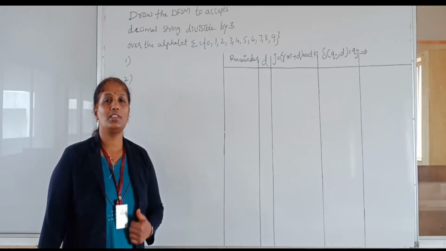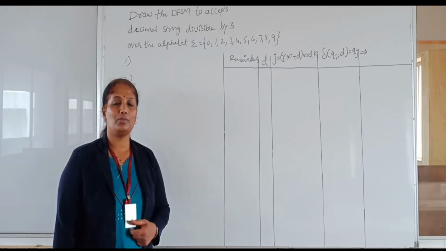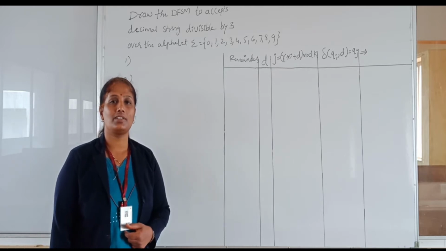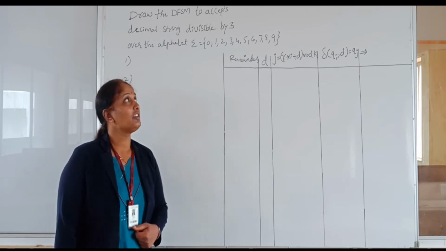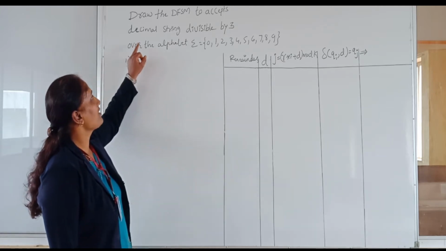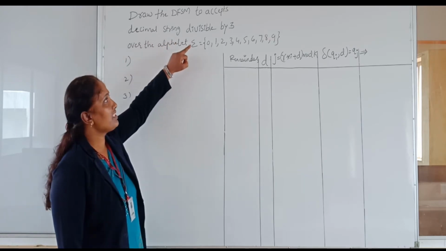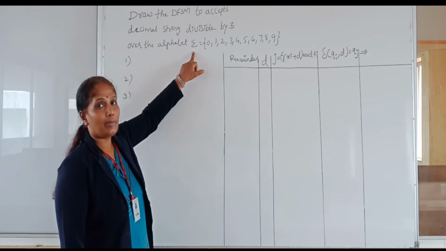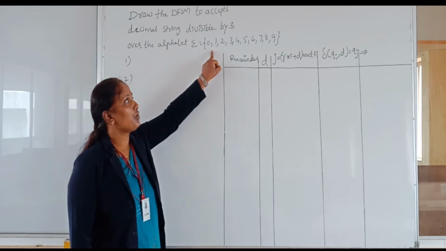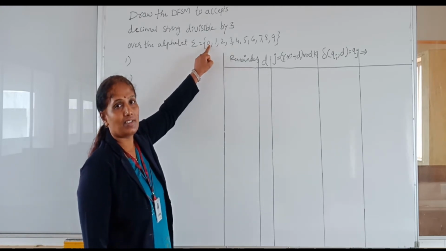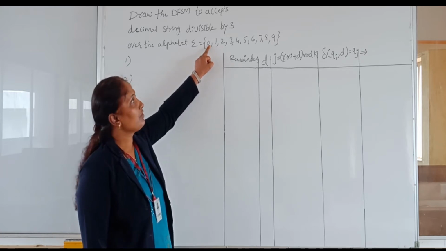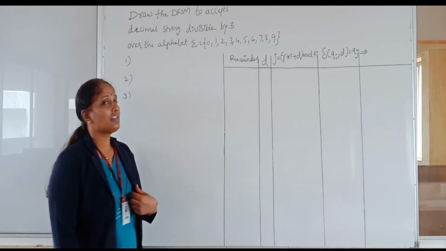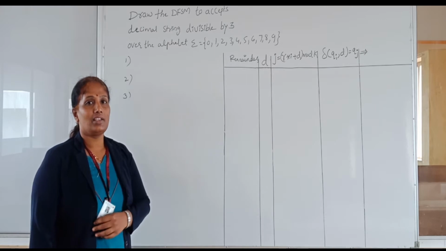Hello students, with reference to the previous video where I had discussed the DFSM for n modulo k, today we will see one more example for that. Here you are constructing the DFSM to accept the decimal strings divisible by 3 over the alphabet. The alphabet set is given here, so the decimal digits 0 to 9 are there in the alphabet set. Here you are finding the strings which are divisible by 3.